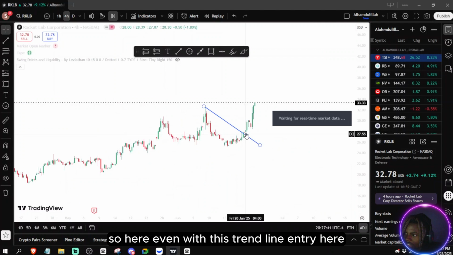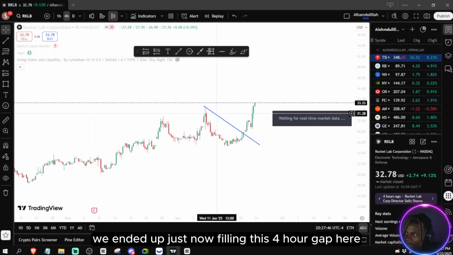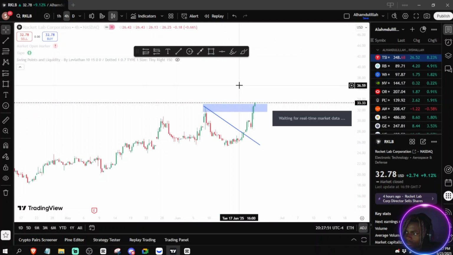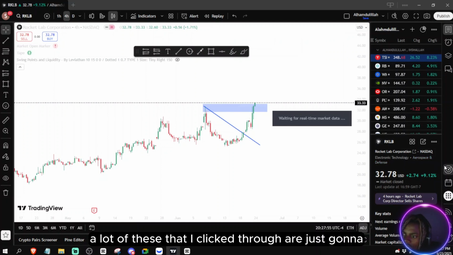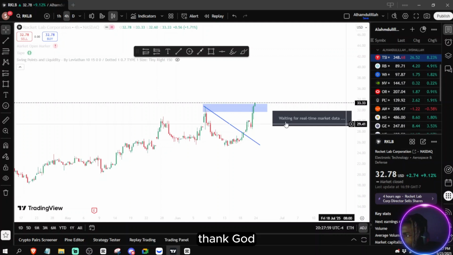So here, even with this trend line entry, I gave this trade out or marked this out a few days ago. We ended up just now filling this 4-hour gap here. Okay. So a lot of these that I click through are just going to be setups that I put down a few days ago that ended up working out, thank God.